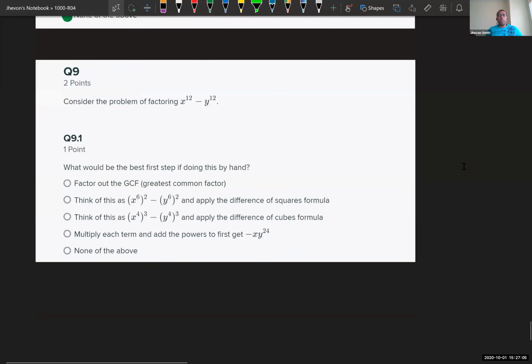Okay, so I spoke about a problem similar to this in the review. So let's actually go through this. In the review, I discussed the problem x to the 6 minus y to the 6. Here I bumped the powers up to x to the 12th and y to the 12th, but the same kind of concept should work. So given this specific problem, what's the best first step?